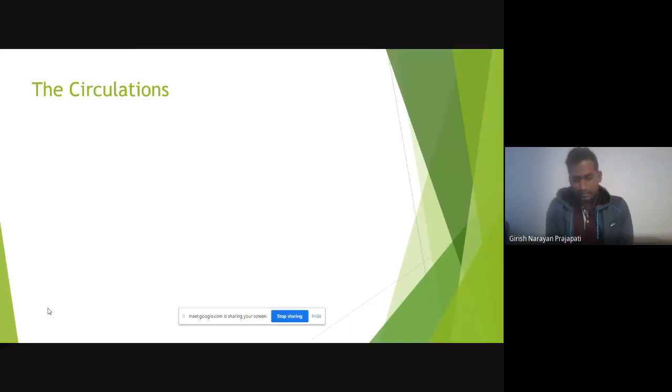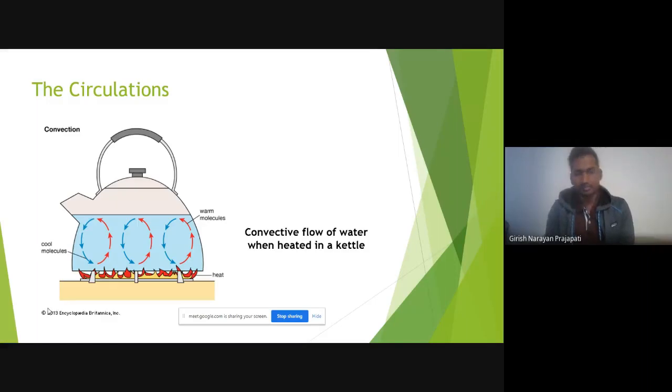Next, the circulation. I know you have heard about the convective flow of water. You have studied this kind of phenomena in your physics class in your school. So if you heat a kettle, what will happen? The water below the surface near the heat will become hot, and the water above will be cold. So there will be a circulation of heat. The hot water will go up and the cold water will come down. That circulation is called the convective flow of the water.